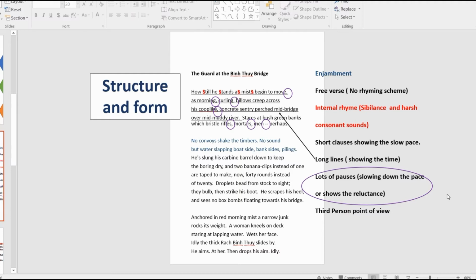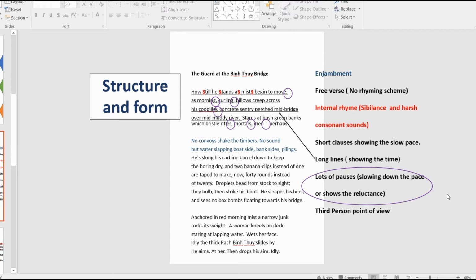Okay, the poem does not have a rhyming scheme. That means it is written in free verse, but there is internal rhyme. If you look at the first stanza, we see repetition of a sound like a harsh hissing sound. This is called sibilance. Further, in the long sentences, we see lots of pauses using punctuation marks.